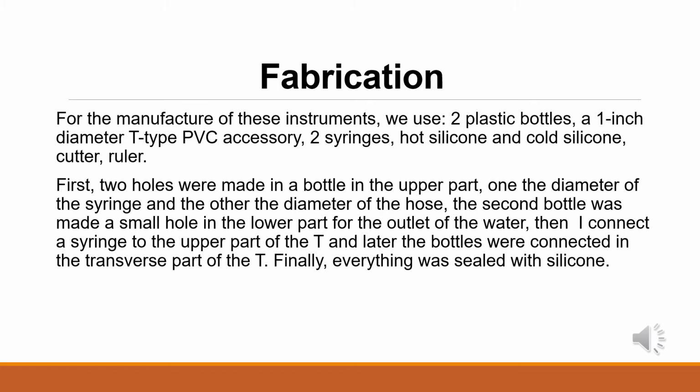First, two holes were made in a bottle in the upper part, one the diameter of the syringe and the other the diameter of the hose. In the second bottle a small hole was made in the lower part for the outlet of the water. Then I connected a syringe to the upper part of the T, and later the bottles were connected in the transverse part of the T. Finally, everything was sealed with silicone.